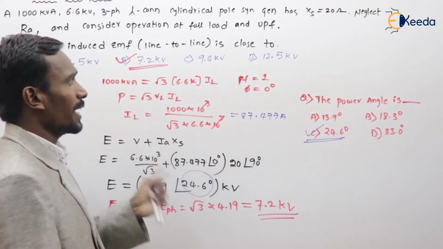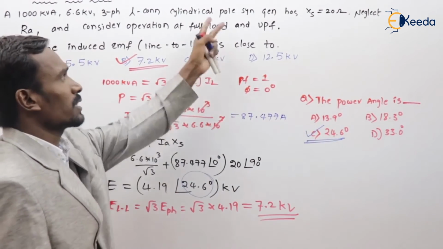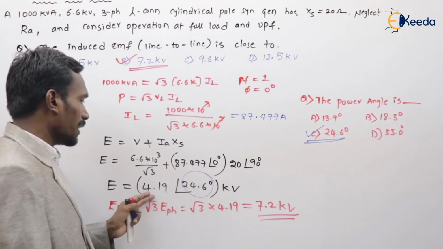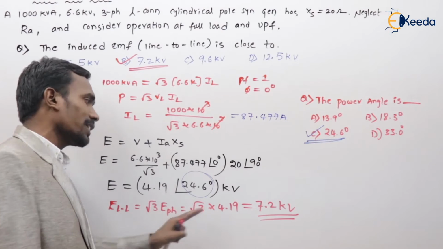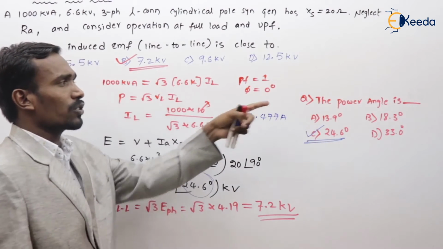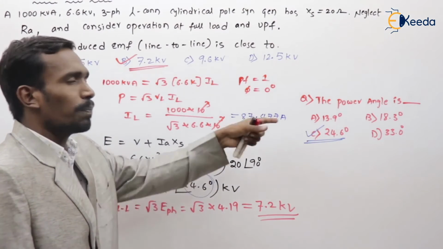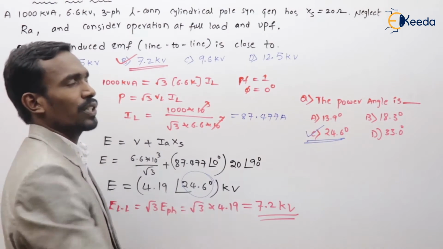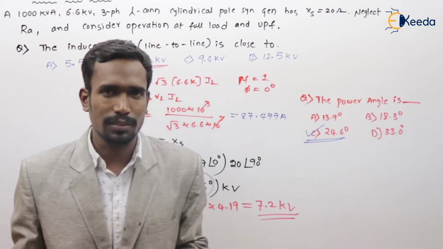So from the same question, we have two questions from this data. One is the EMF line to line. I calculated actually phase, then after converted into line to line. And the next question, the power angle. The power angle is E at an angle delta, which is 24.6 degrees, the correct answer.